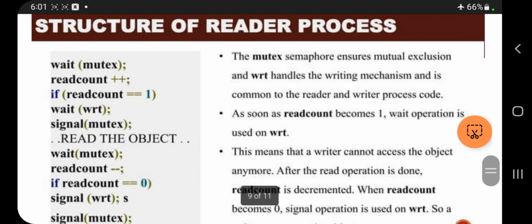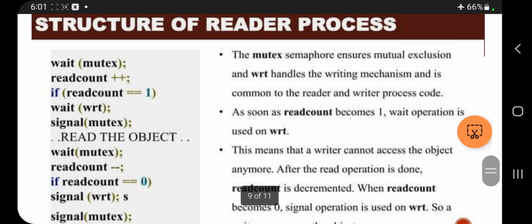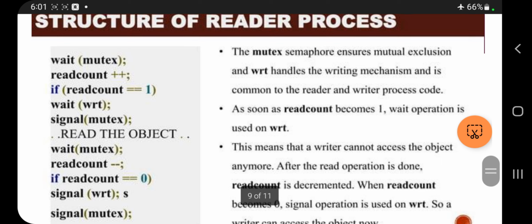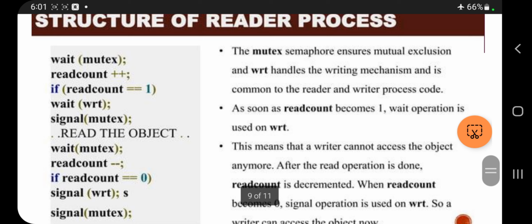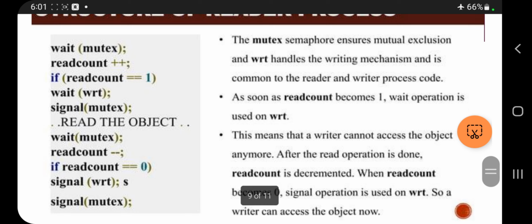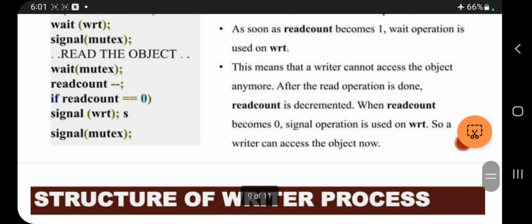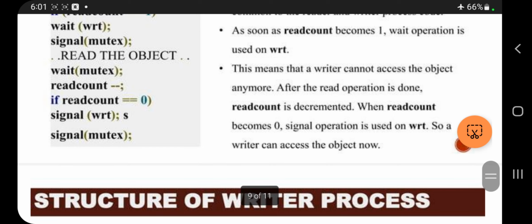Here's the structure of a reader process. Here the mutex semaphore ensures mutual exclusion, and wrt handles the writing mechanism and is common to the readers and writers process code. As soon as readcount becomes 1, the wait operation is used on wrt. This means that a writer cannot access the object anymore. After the read operation is done, readcount is decremented. When readcount becomes 0, the signal operation is used on wrt, so a writer can access the object now.